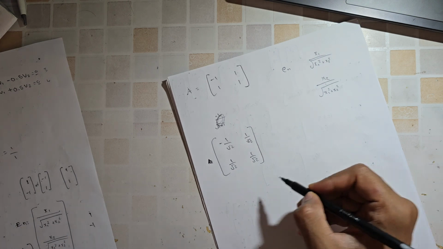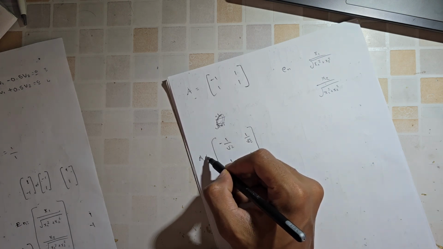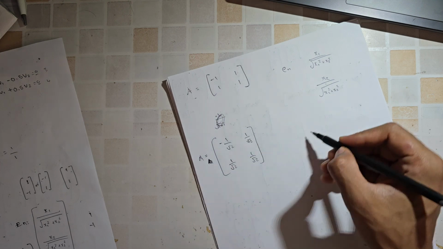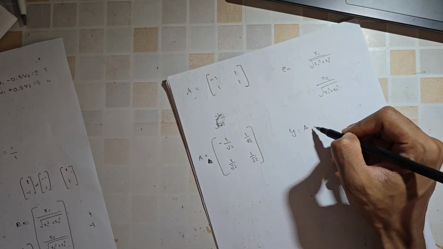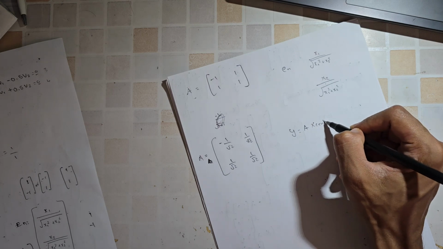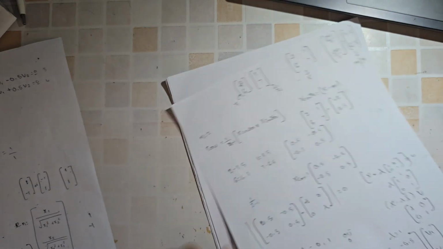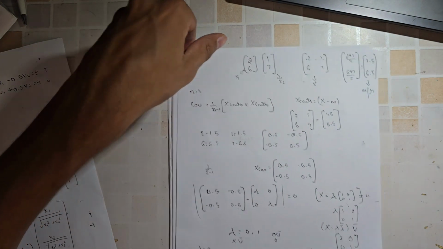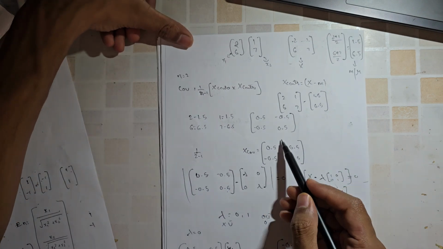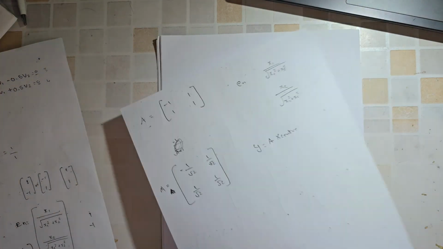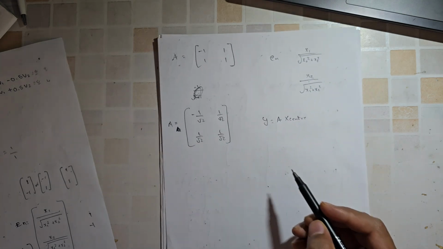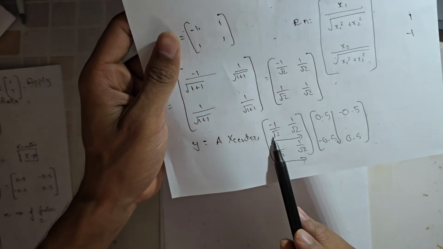So now we have to find y. Like this, it's a normalization. A after normalization. Now we have to find y. What is y? Y is equal to A into x center. What is the x center matrix? You already have it here, right? Let me just make it straight. So here, x center you already have as 0.5 minus, yeah? You have to multiply that. So y is equal to A into x center, like that.